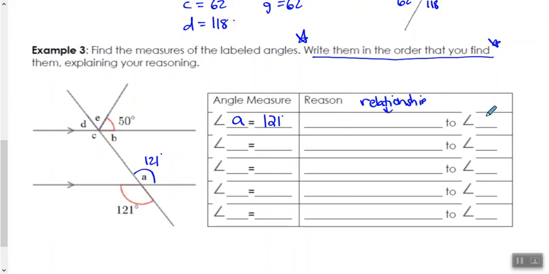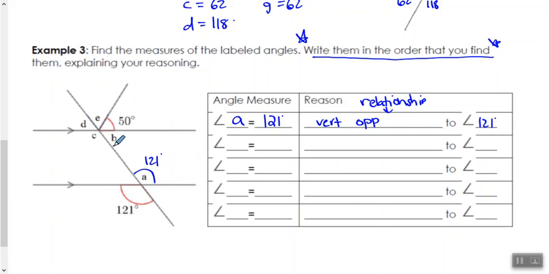We'll go here. And then you have to say to which angle. So the relationship to this 121 degree angle is that it is vertically opposite. And I'm going to be lazy and write vert op because I don't know what that means. Okay.